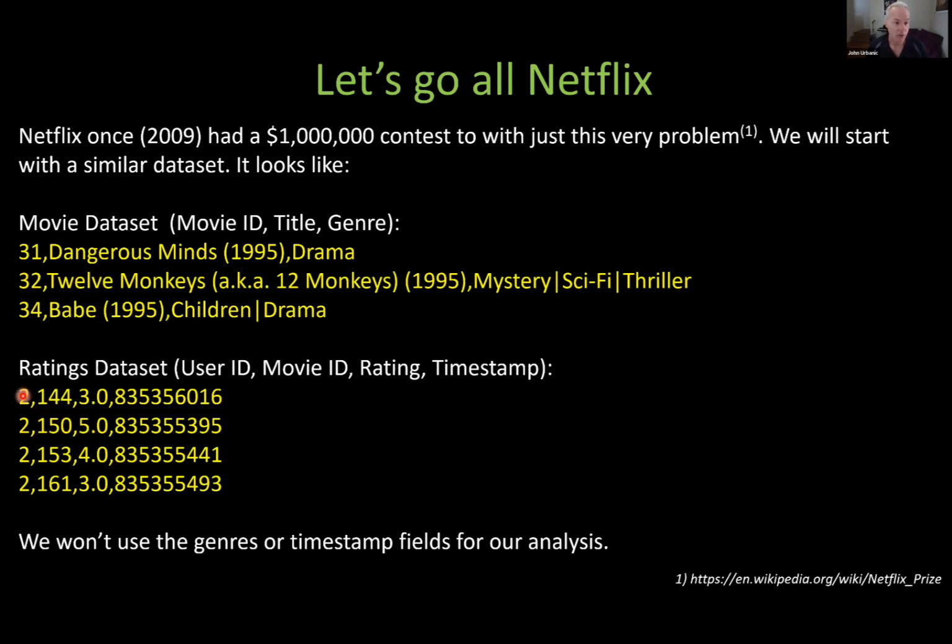So user number 2 has seen movie 144. They gave it 3 stars for its rating. And here's a timestamp of when they viewed it. We'll find the timestamp's not particularly useful to us, so we won't be using that as we go along. But we will find that the user movie combinations with their ratings is essential. It's going to allow us to project new movie ratings for all the users.